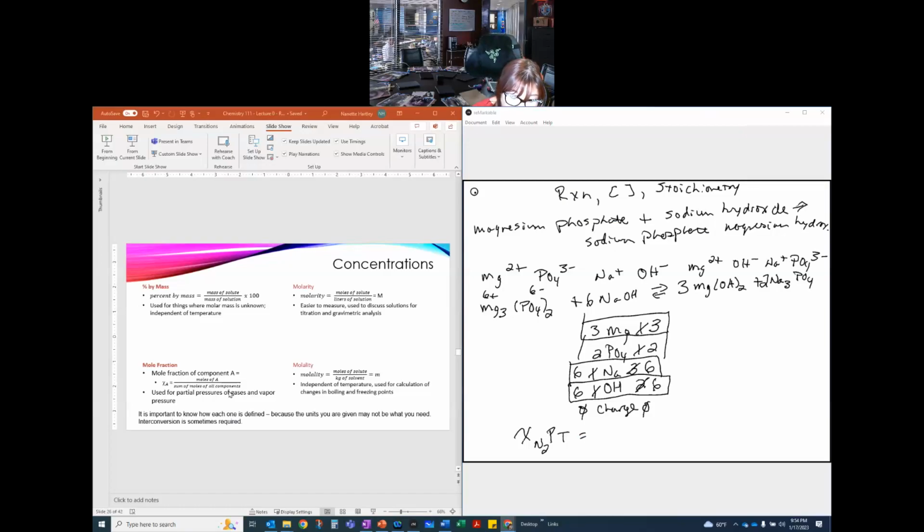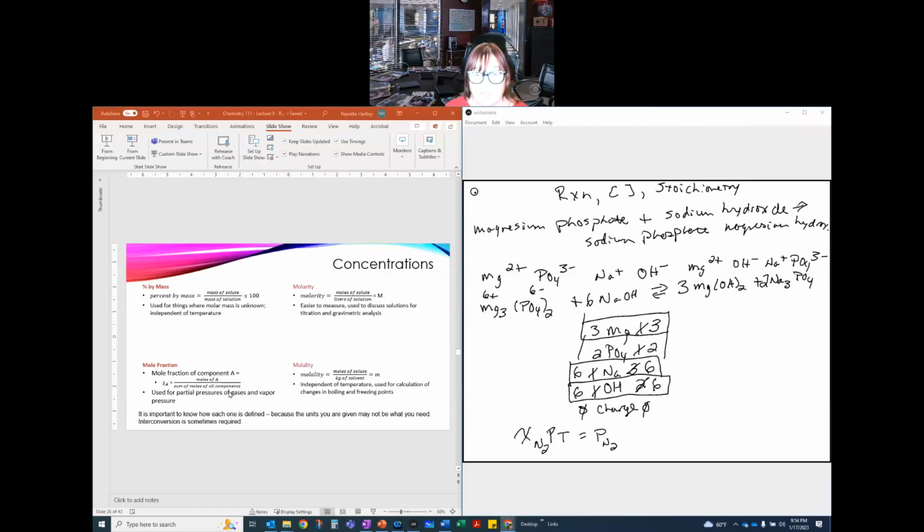So chi of N2 times the total pressure gives us the pressure just of N2. So that partial part is due to how much of that is due to the nitrogen. So we need to know that kind of thing. Okay, so that's where we deal with those partial pressures of gases. When we talk about vapor pressures, that's when we'll need those mole fractions.